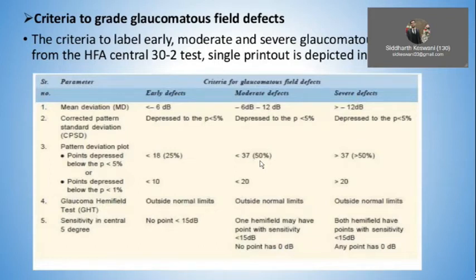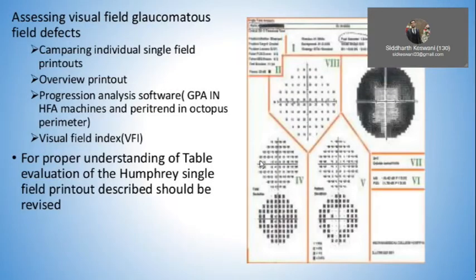So this is again assessing visual field defects. This is what I was talking about. This is the perimetry test report, which comes like this, which you can see on the slide. With this, we diagnose what kind of problem the patient is having.